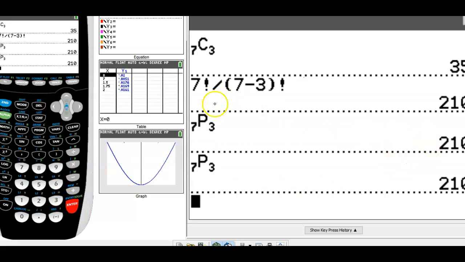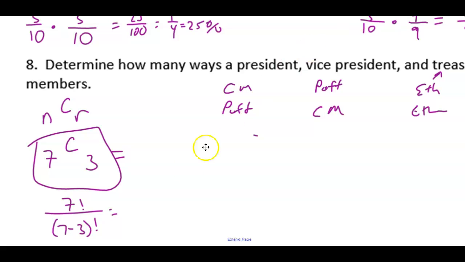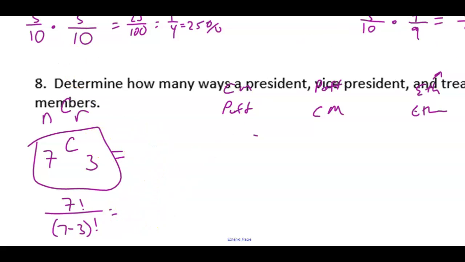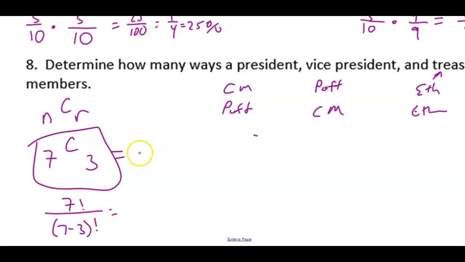Oh, there we go. So either one of those. Okay. So I'm wasting too much time. I spent a lot of time on 210. All right. Either way, it's 210.